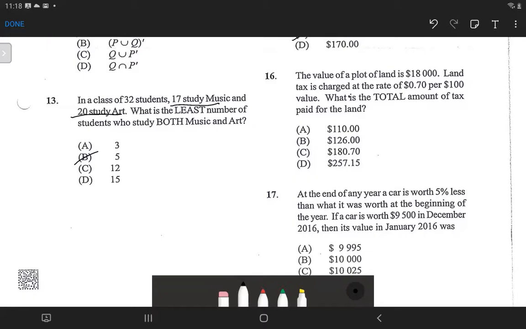Number 16, the value of a plot of land is $18,000. Land tax is charged at a rate of 70 cents per $100. What is the total amount of tax paid for the land? Well, you have $180 in 18,000. So that means you have to multiply 180 by 70 cents. Now, which is the same as multiplying 18 by 7, which will give you 7 eights are 56, and 7 ones are 7, so that's 126.